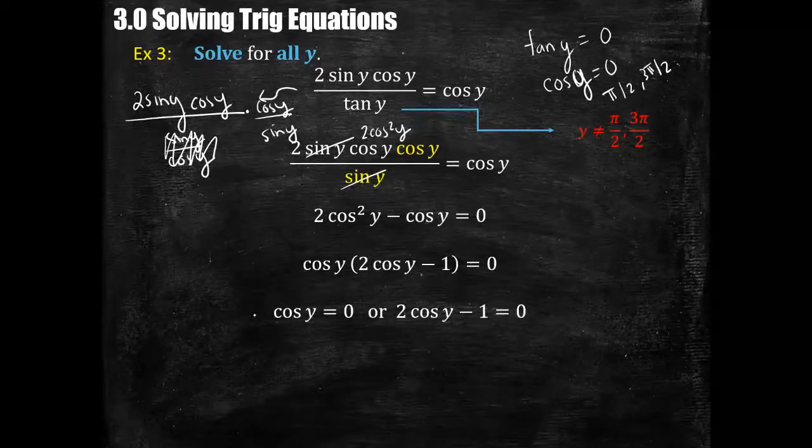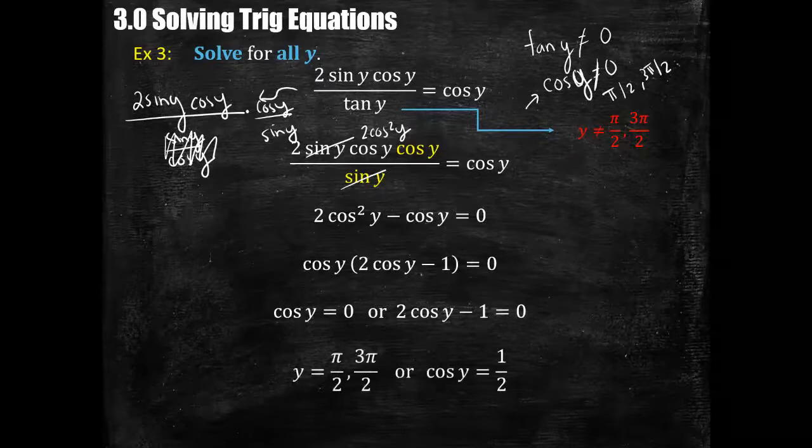This is going to give me 2 solutions, but hopefully you remember what we did up here, that this wasn't possible, right? So what I'm going to get for this is pi over 2 and 3 pi over 2, right? That's not possible. Like we literally kicked that out way back here at the beginning. And then I have cosine of y equals 1/2.